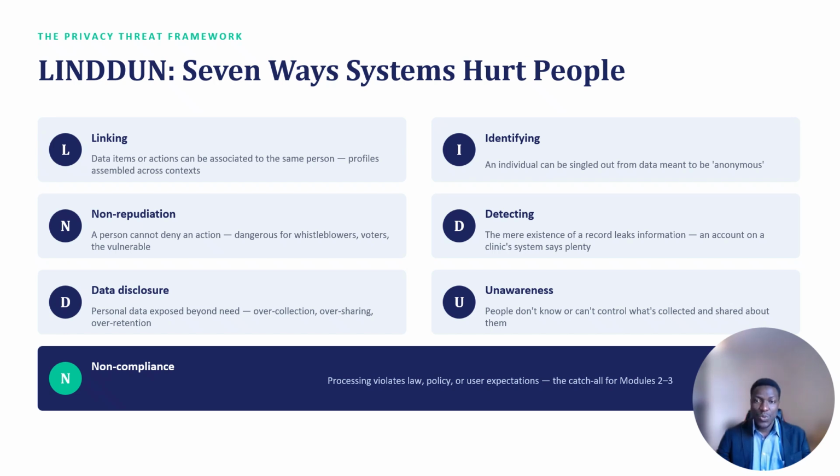Unawareness. This is when people can't see or control what is happening, and decisions are being made on their behalf without them knowing. And then lastly, non-compliance. This is the catch-all, connecting back to everything. This is when something clearly violates a law or policy or user expectation. So with LINDDUN, we are going to threat hunt against each of these 7 categories that I've just mentioned.